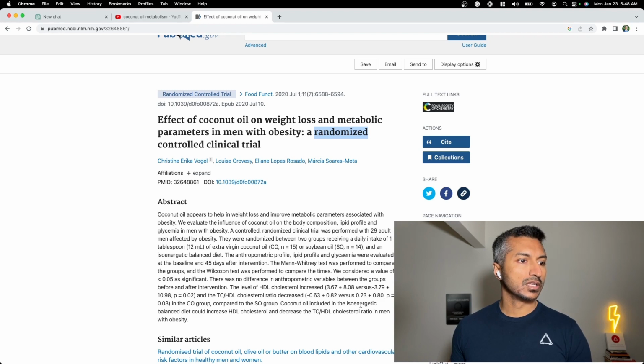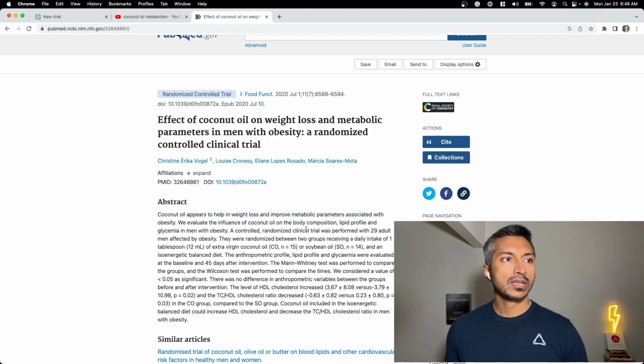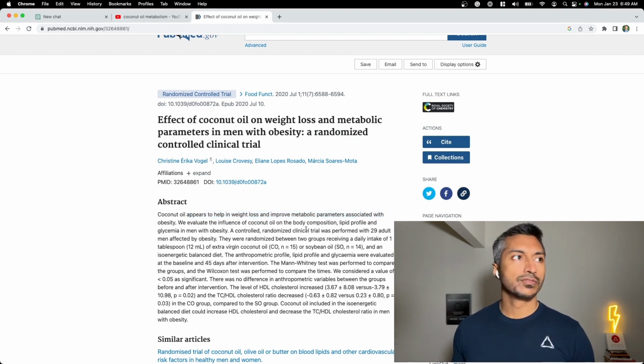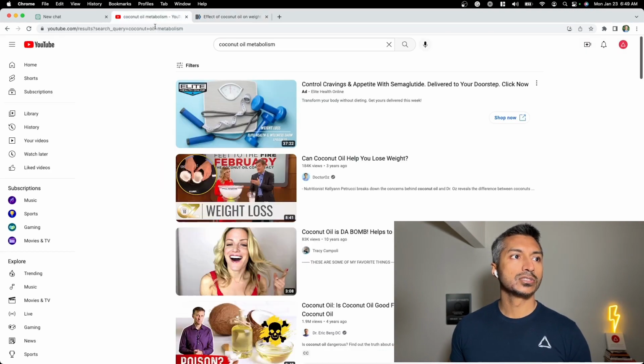Coconut oil included in the isoenergetic balanced diet could increase HDL cholesterol and decrease the TC to HDL cholesterol ratio in men with obesity. What does that mean to me? To me, it says, look, appears to help in weight loss and improve metabolic parameters. Okay, good. Irrespective of what's being told here, what it tells me is that it's not bad for you. And it actually works because I've tried it. We can read the data, but if you try it yourself, you'll know what is actually happening.